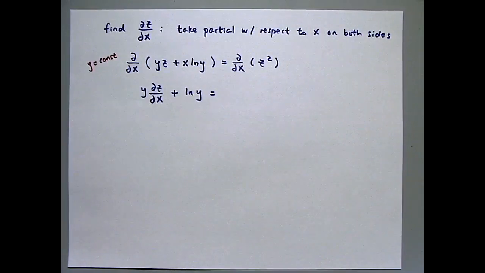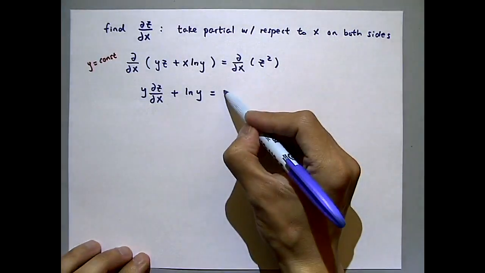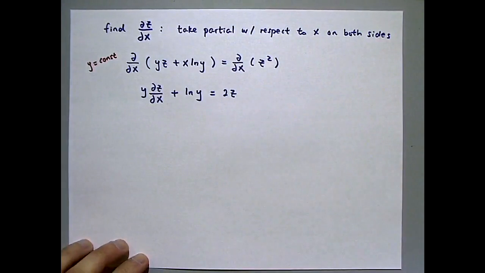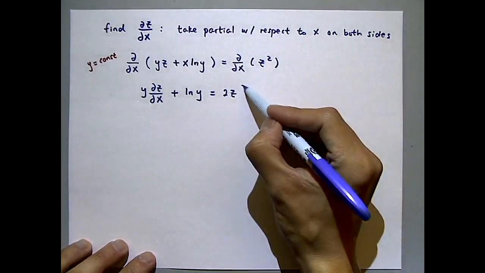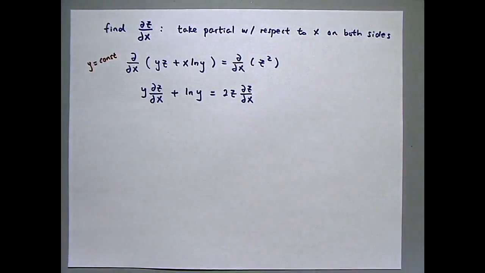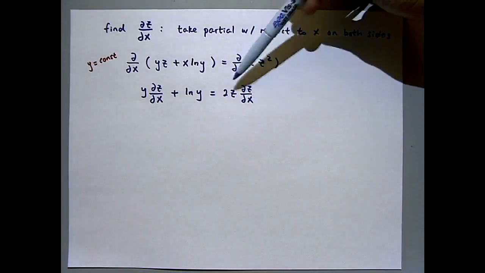How about the right-hand side? What do we get? 2z, is that it? Partial of z with respect to x. Right, the chain rule, because z is a function of x and y, so you got to use the chain rule here.